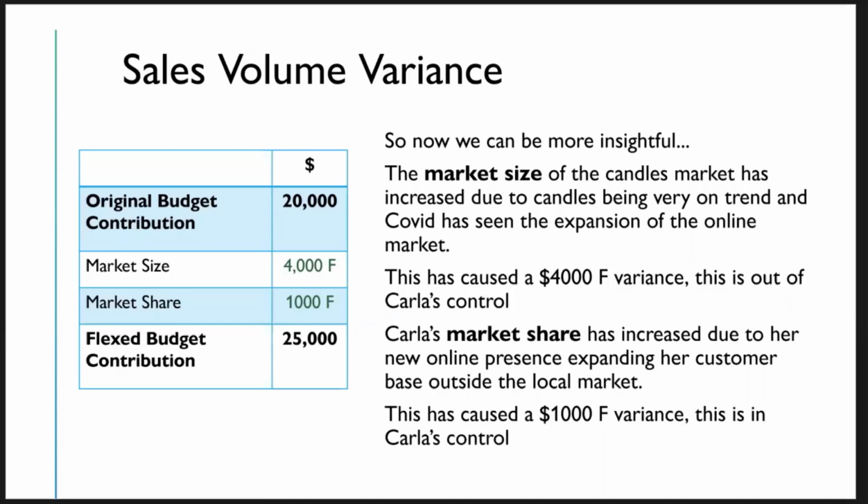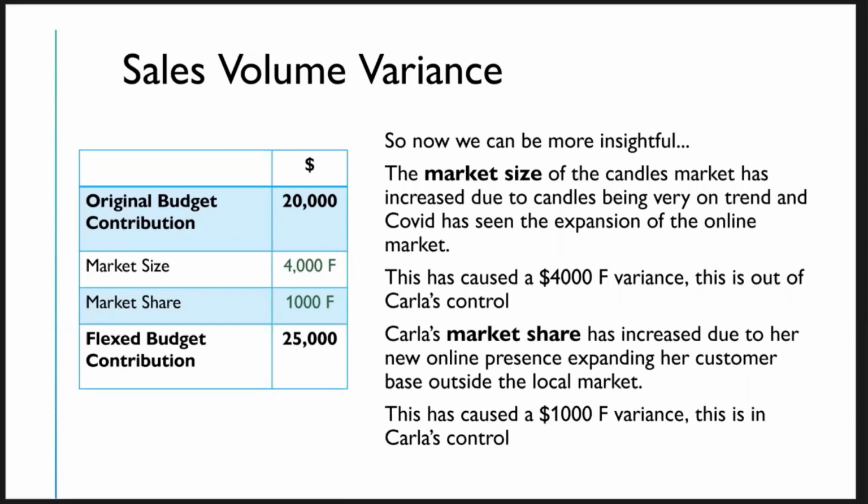So the examiner wants you to understand that the sales volume variance needs to be split between planning and operating, but they also call it these confusing terms, market size and market share. So you need to get it into your head. Market size is external, and that's not controllable by the individuals in the business, whereas market share is internal and is controllable.